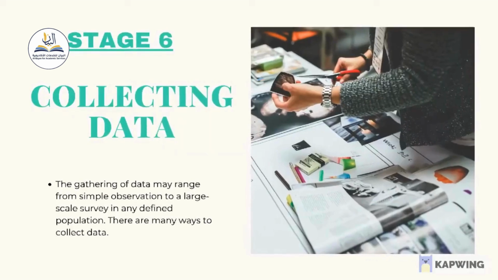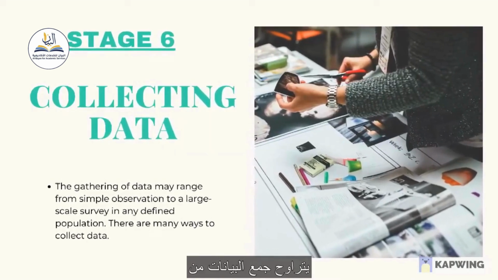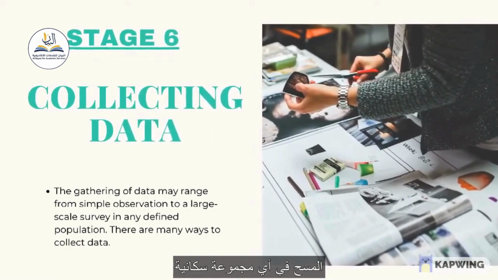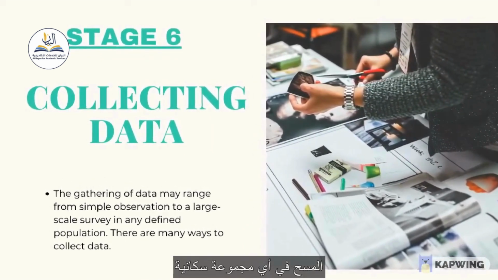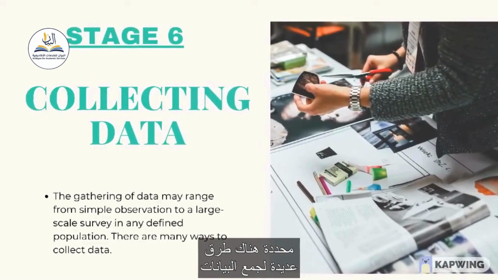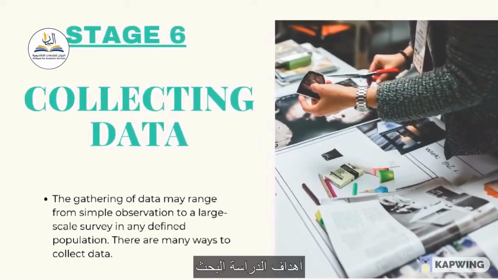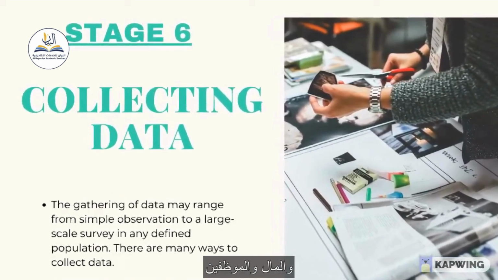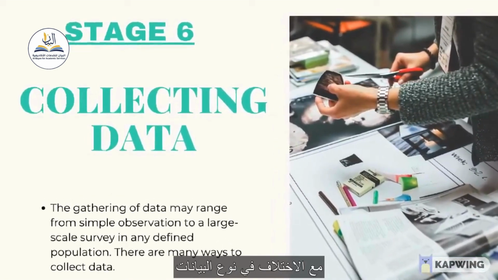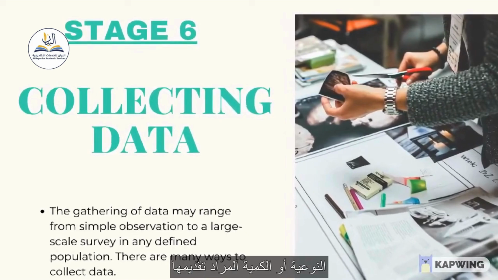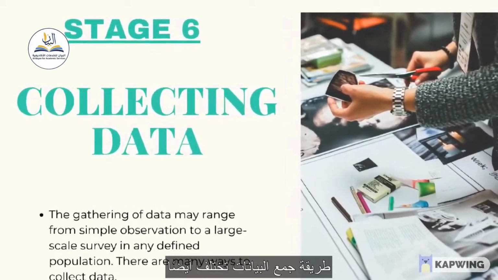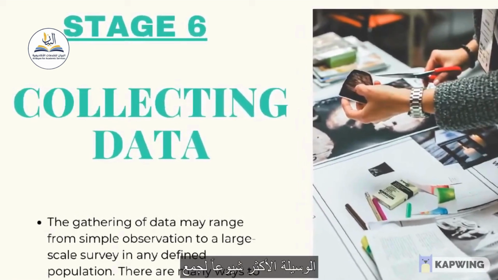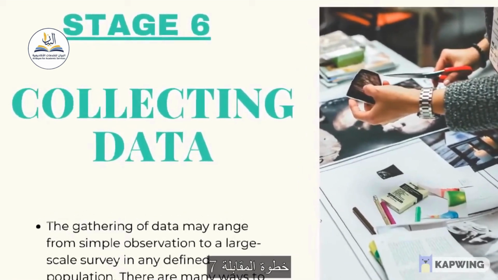Step 6. Collecting data. The gathering of data may range from simple observation to a large-scale survey in any defined population. There are many ways to collect data. The approach selected depends on the objectives of the study, the research design, and the availability of time, money, and personnel. With the variation in the type of data, qualitative or quantitative, to be collected, the method of data collection also varies. The most common means for collecting quantitative data is the structured interview.